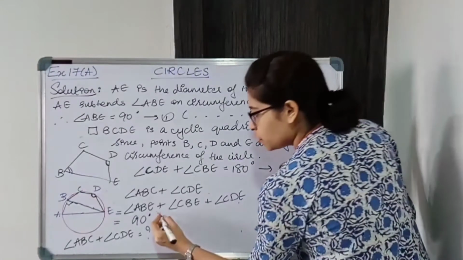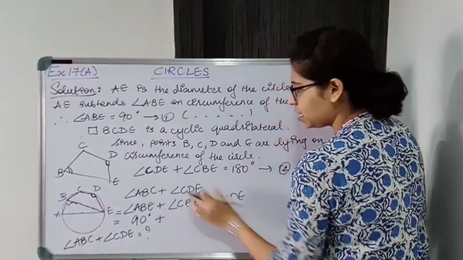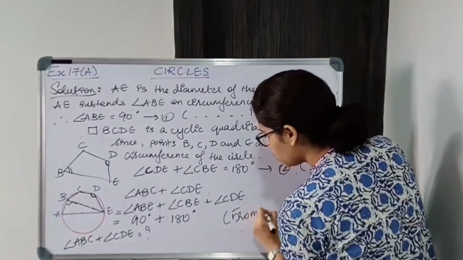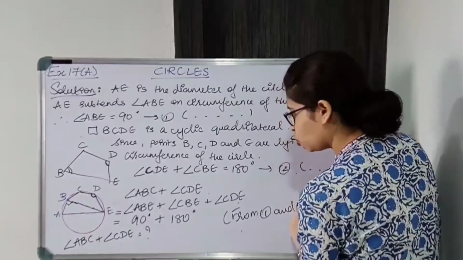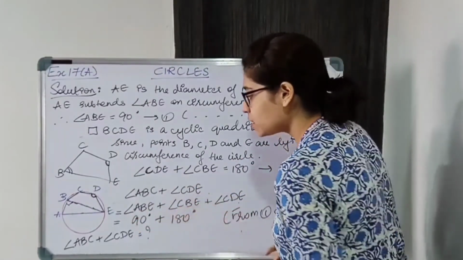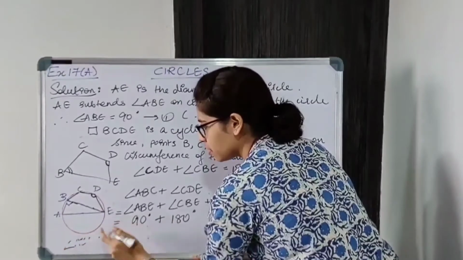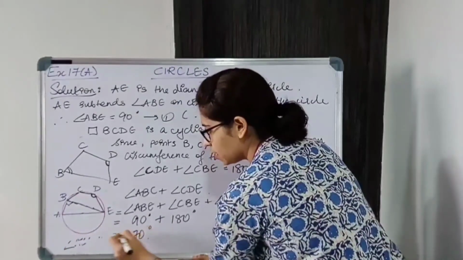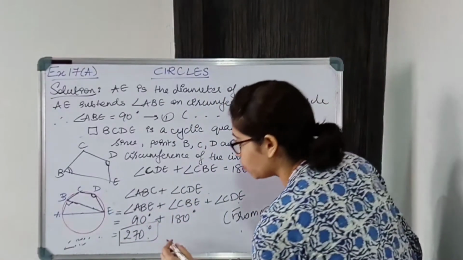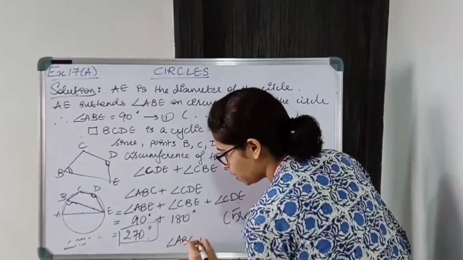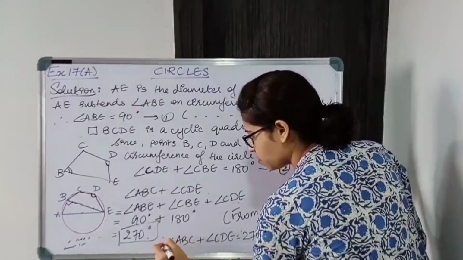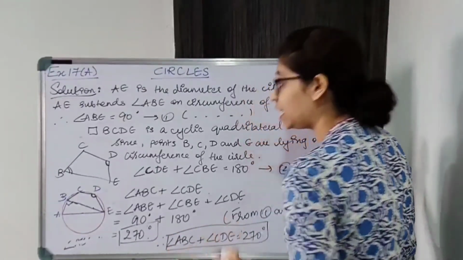Okay, so CBE plus CDE is 180 degrees. So write down the reason from 1 and 2. Values substitute किया, ABE का value and CBE and CDE का value. वो 90 plus 180 will give 270. So ABC plus CDE is equal to 270. Write down and box it. Angle ABC plus angle CDE is equal to 270 degrees. Okay, so it's very easy.